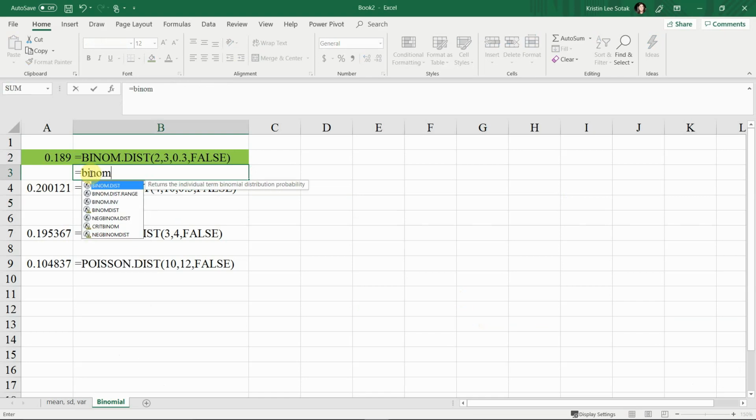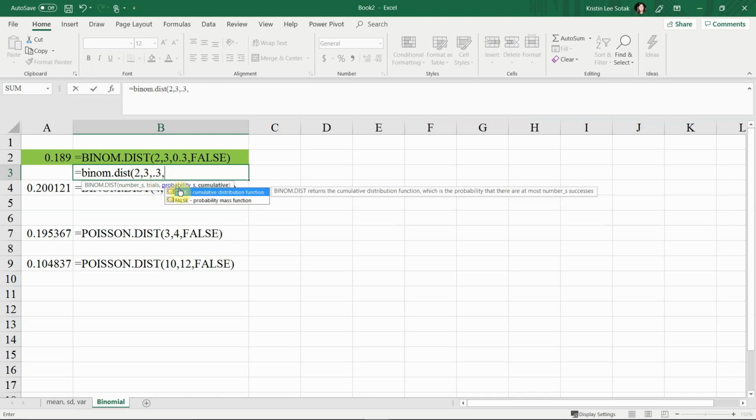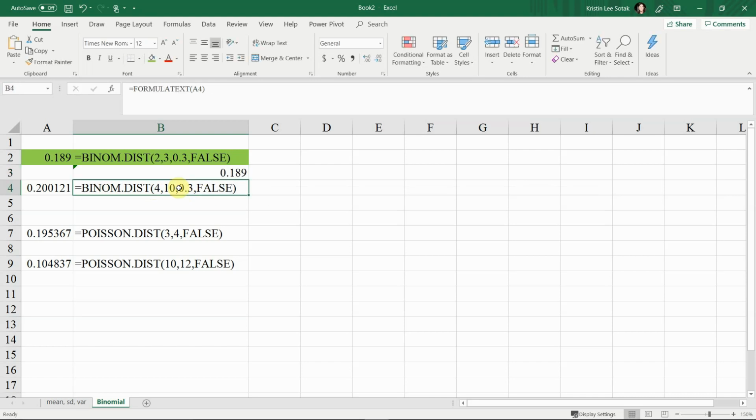So let's do this together. We type in BINOM.DIST, open parentheses, and Excel starts to tell you what arguments it takes. Number_s is the number of successes. So how many successes are there? 2. The next one is trials. How many trials were there? There were 3. What was the probability of success? It was 0.3. And then remember, the last one is cumulative. Just trust me and write FALSE and hit enter. And then we get 0.189, which is our answer.